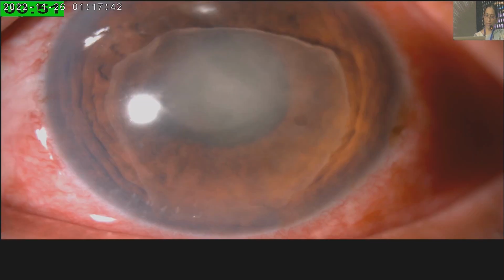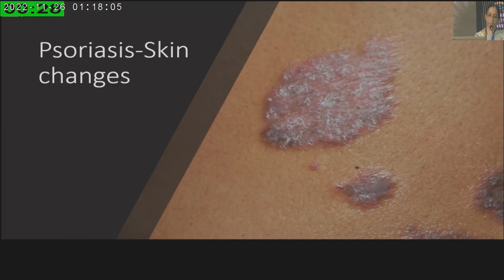Coming to the last case, the most common association for anterior uveitis is seronegative spondyloarthropathy, and typically they are unilateral or bilateral, recurrent, alternating, with hypopyon or fibrin formation, and the strongest association is with ankylosing spondylitis. But you also need to look out for psoriasis and psoriatic arthritis.